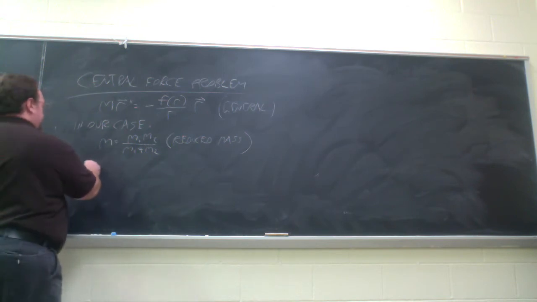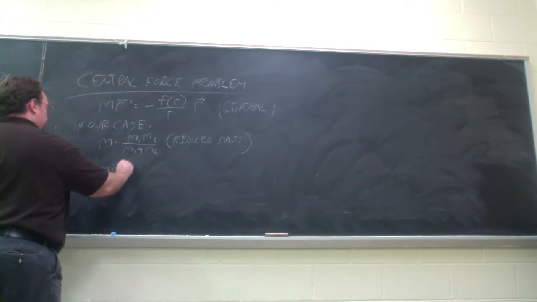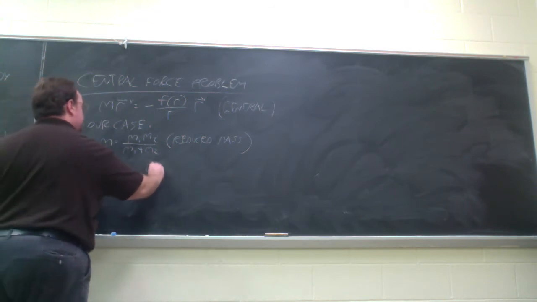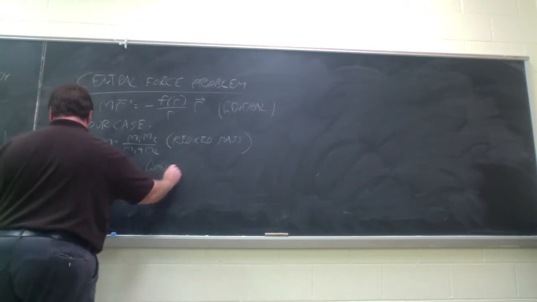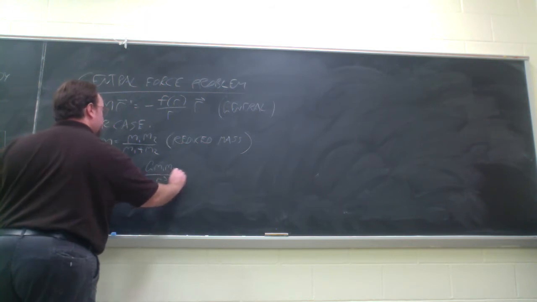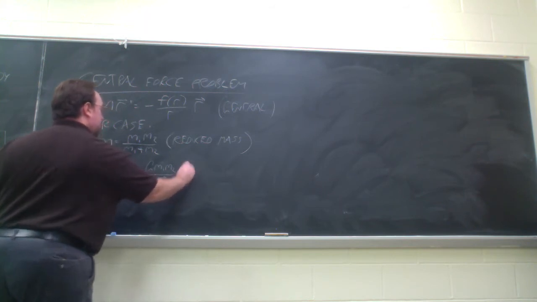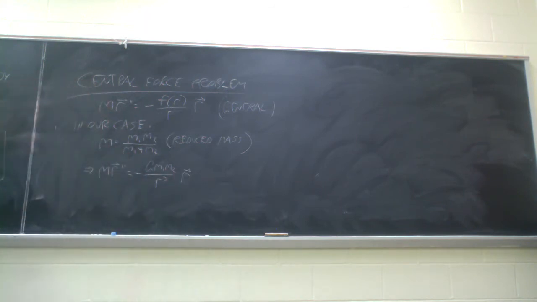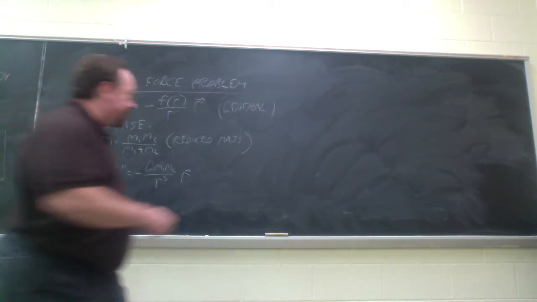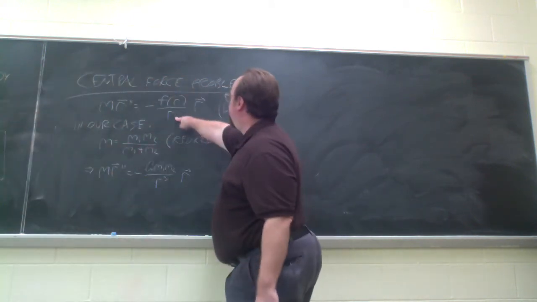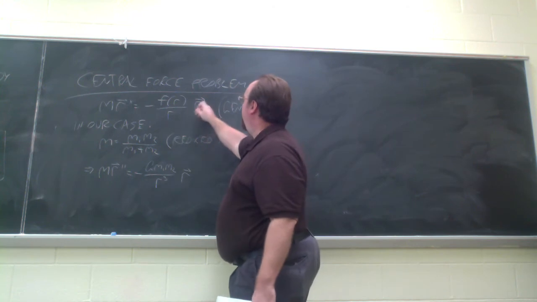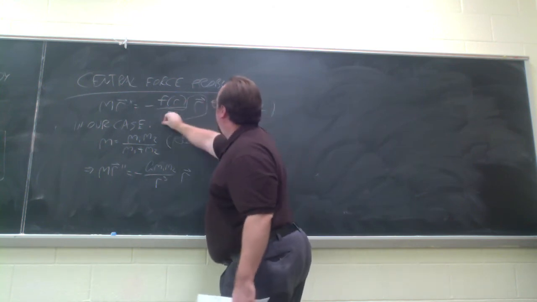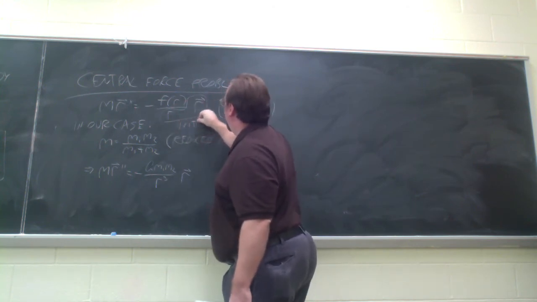So in that case, we have r double prime is minus G m1 m2 over r cubed times r. And the reason why we have the division by r here in the general case is this here is a unit vector, so we have only direction.